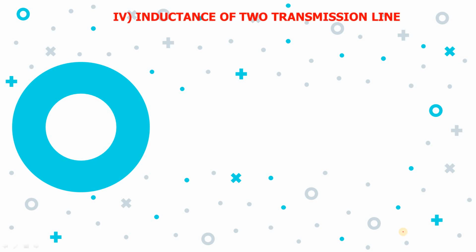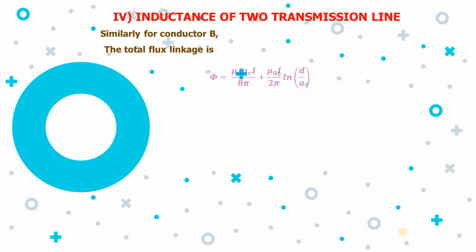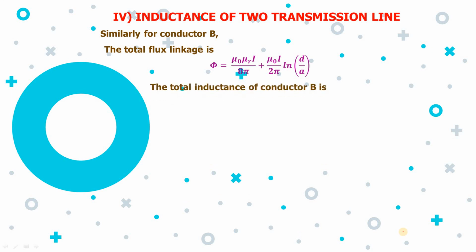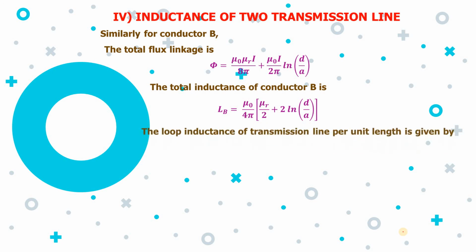Now you need to find out the inductance for conductor B. For conductor B, again the total flux linkage is given by the same expression, mu naught mu r I by 8 pi plus mu naught I by 2 pi into ln d by a. So for conductor B also it is the same concept. Now you need to add up these two expressions: L is equal to LA plus LB.